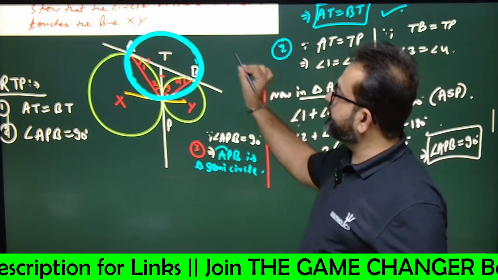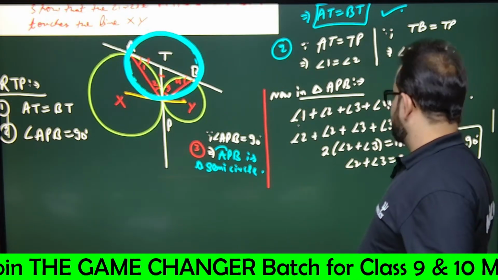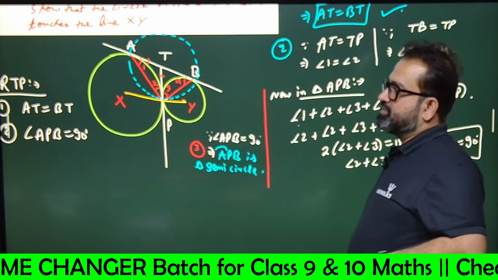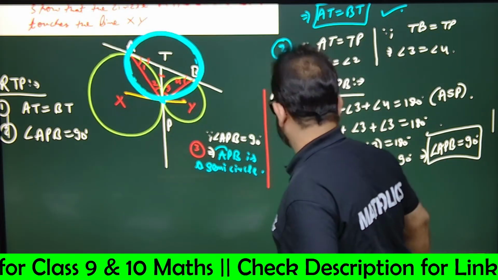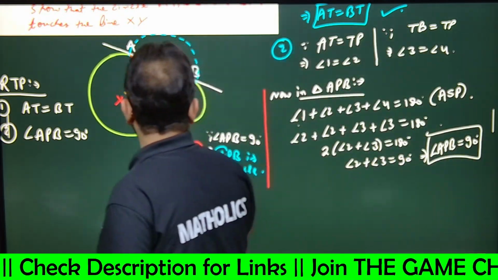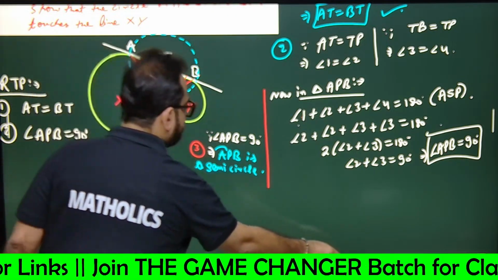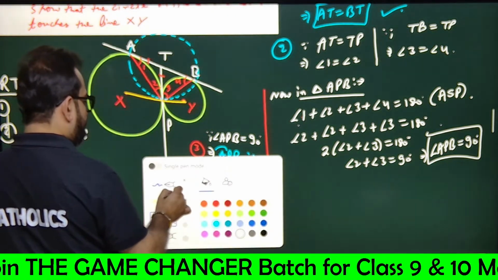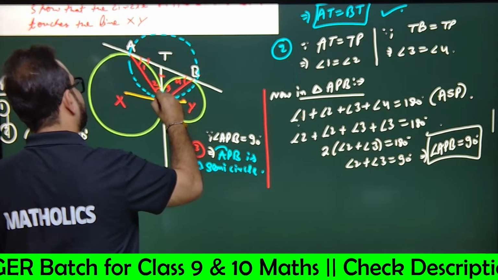Yes, this circle, if it is drawn with AB as diameter, they say that this circle will touch XY at point P. If this is the circle, this is touching XY at P. Yes or no? Yes, sir. So now we'll say because angle APB is 90 degrees. Yes or no? This angle is 90 degrees. We have already proved that this angle is 90 degrees, right?